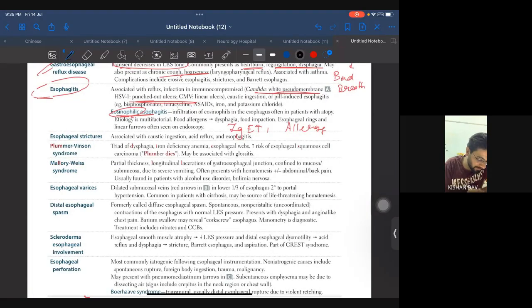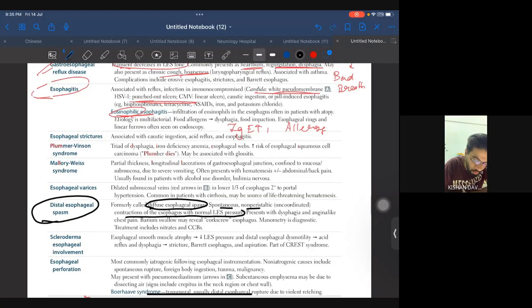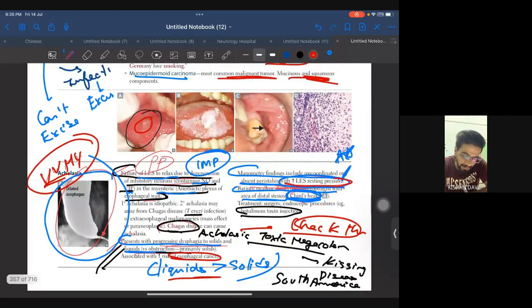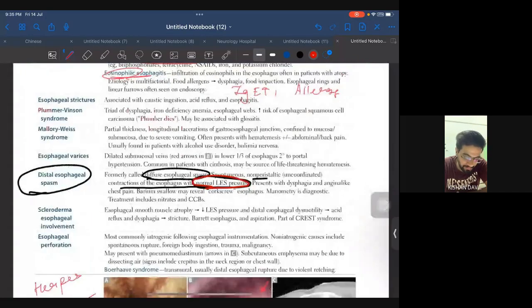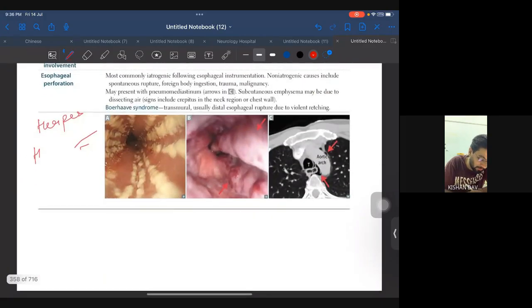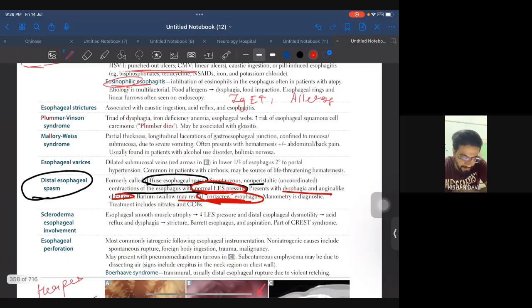So here, let's first see distal esophageal spasm. Formerly called diffuse esophageal spasm: spontaneous non-peristaltic contractions of the esophagus with normal LES pressure. Here you need to remember normal LES pressure. In achalasia, it was increased LES pressure, whereas in DES you have normal LES pressure. Presents with dysphagia and angina-like chest pain. Barium swallow may reveal corkscrew esophagus. This is important. They haven't given the corkscrew picture yet, but this is how it will look. So DES, we are done.